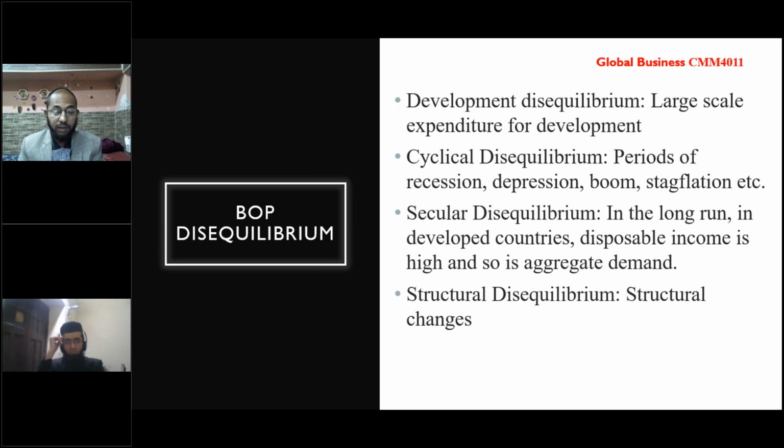For example, if you see the balance of payment in 1991, you will see that capital flow started flowing into our economy after July 1991. So our capital account was ballooning just after 1991. That is a kind of balance of payment disequilibrium.